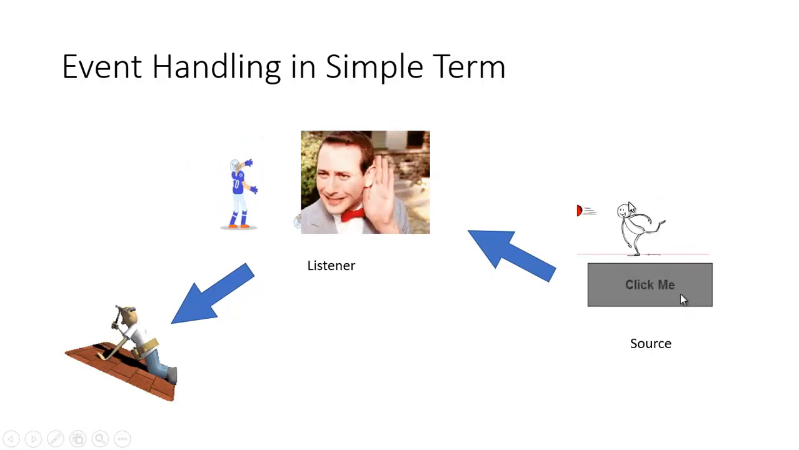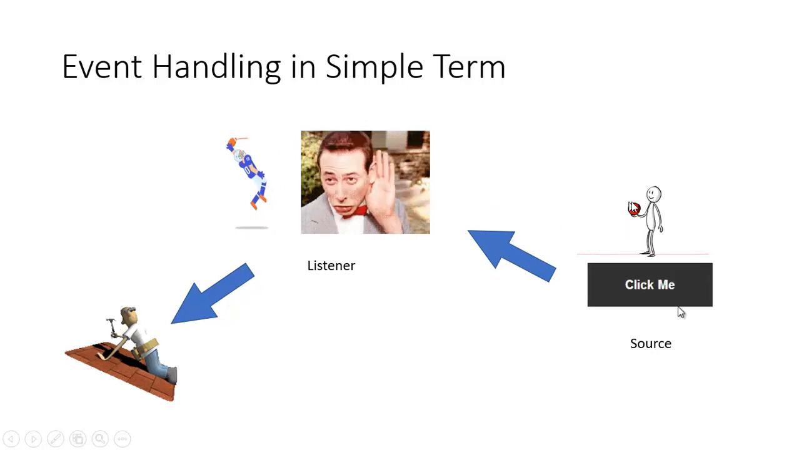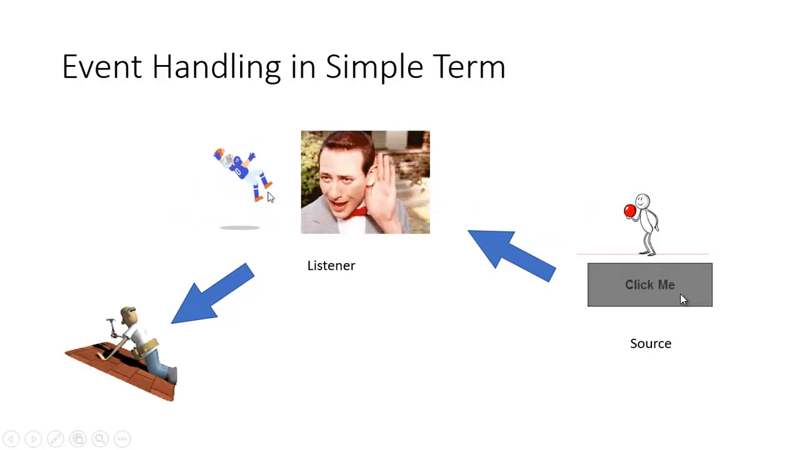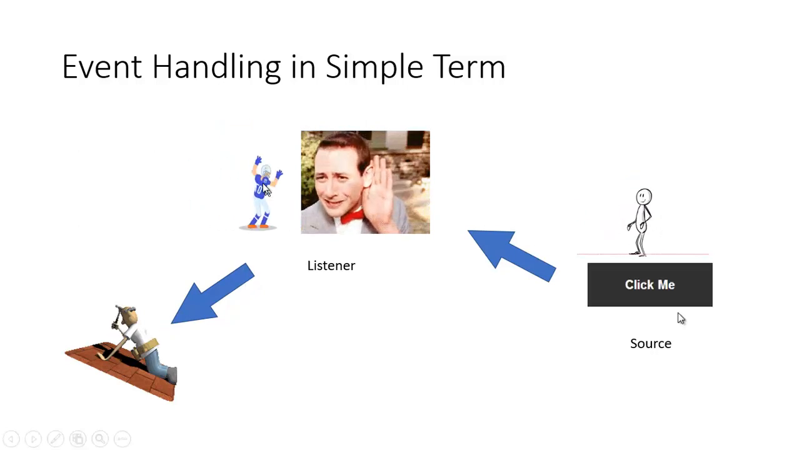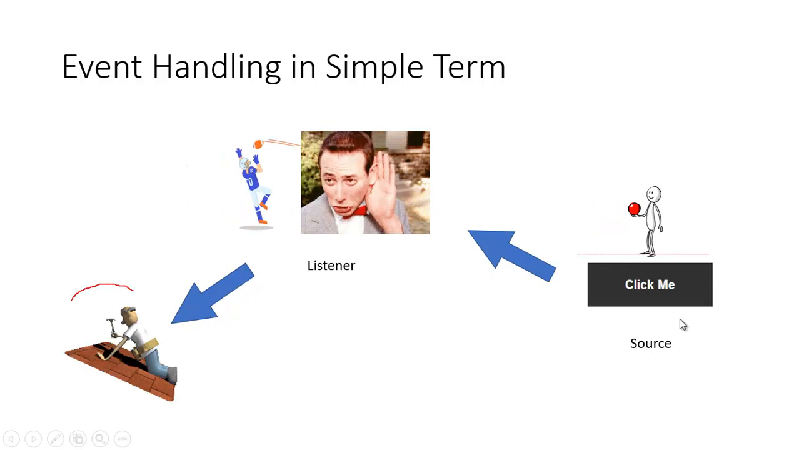The button will deliver that information to the listener. So the listener will take that particular event, which is provided by the source, and then based on that event, it performs the required task. This is as simple as that.